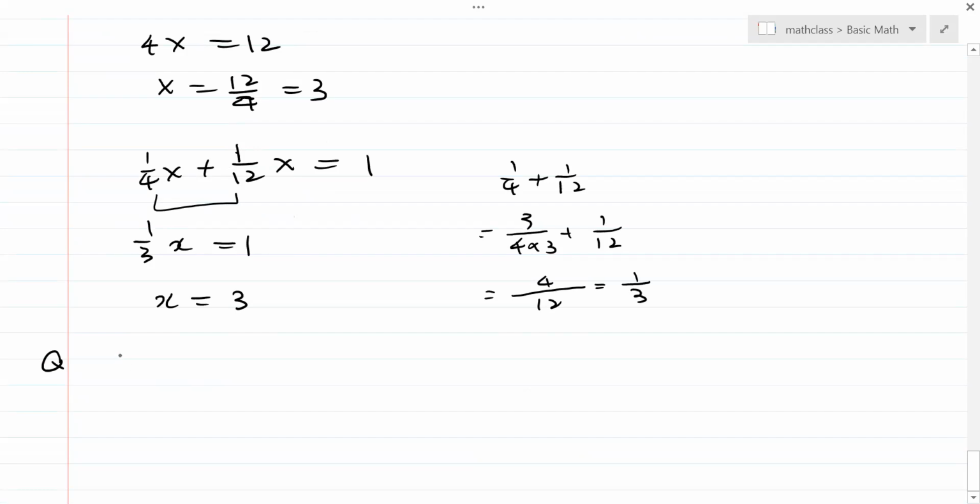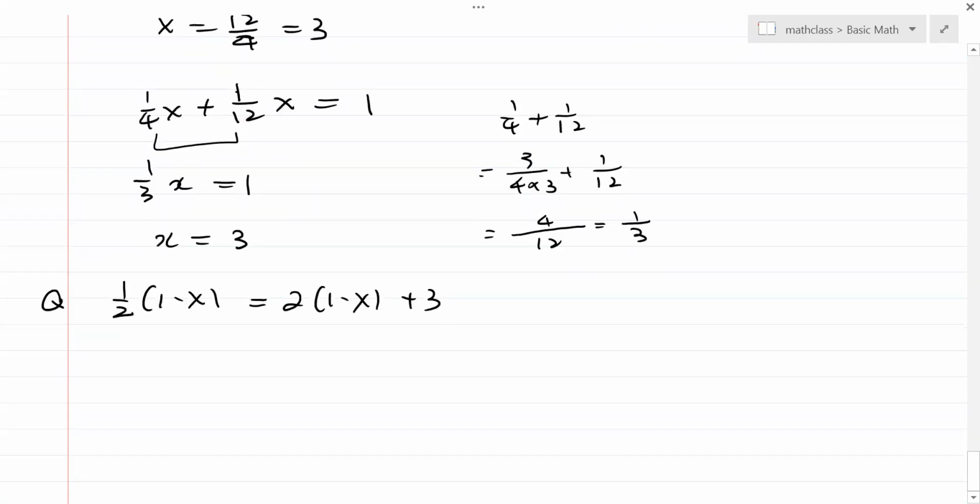Let's try this. Okay. 1/2 (1 minus x) equals 2(1 minus x) plus 3. Let me show you this problem. Within here it will be longer. You look at that, those two terms are identical, so you do not separate them. What you should do is still multiply by 2. So you get 1 minus x equals 2 times 2 is 4, and 3 times 2 is 6.